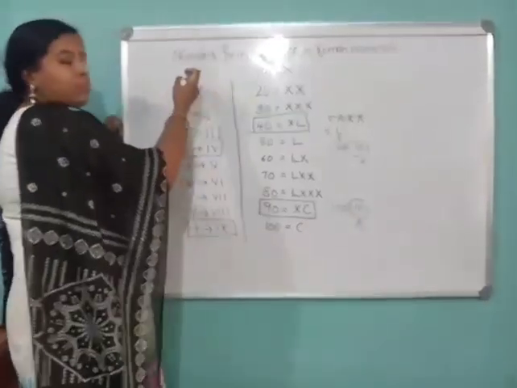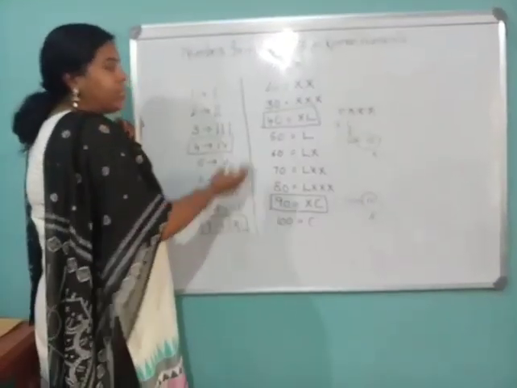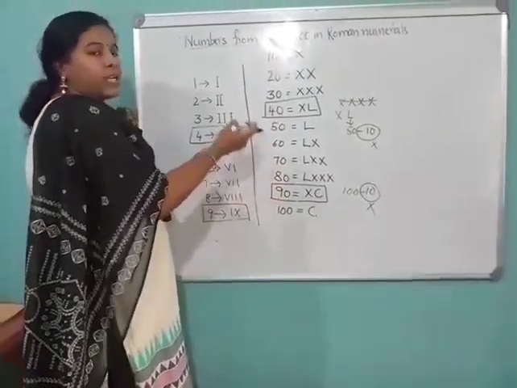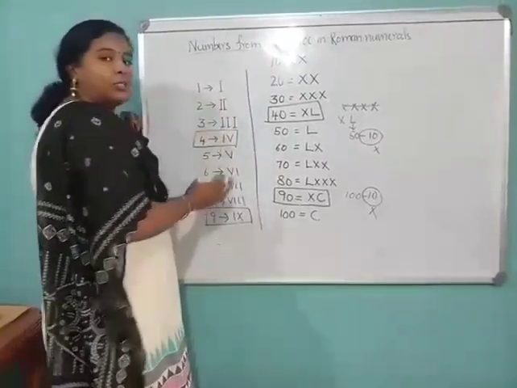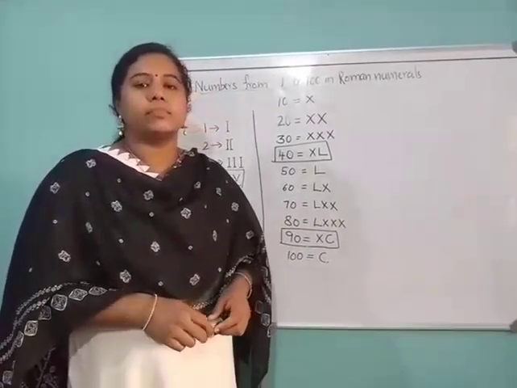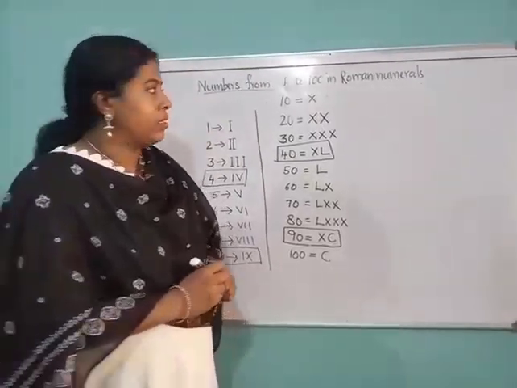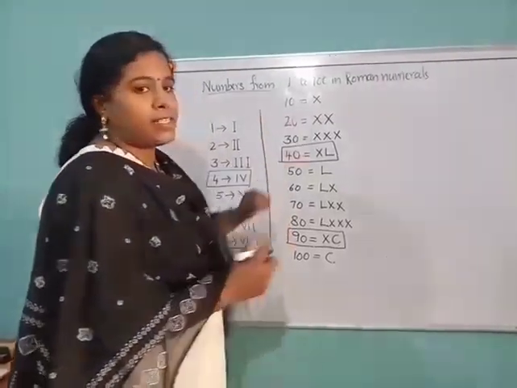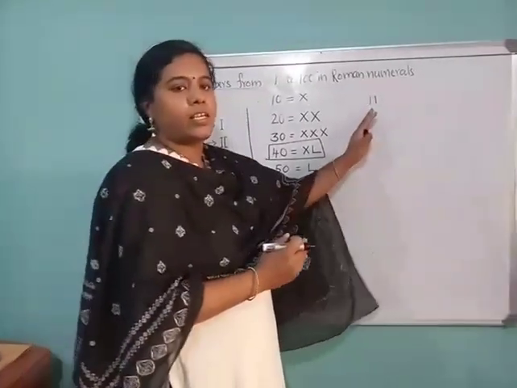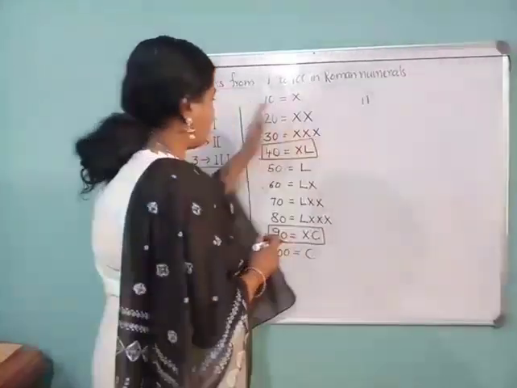If you know the numbers from 1 to 10, it is very easy to write all the numbers from 1 to 100. Let's see how to write the rest of the numbers in Roman numerals. Now after 10, the next number comes 11. So it is very easy to write 11 with the help of these numbers.